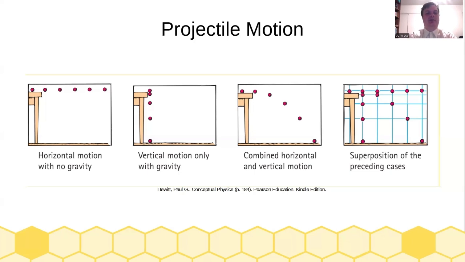However, if you have vertical motion with only gravity and no horizontal motion, we've already seen that it will accelerate towards the floor and gain more velocity, meaning that it's going to start out not going very fast in the vertical direction, but then as time goes by, it's going to cover more and more space.